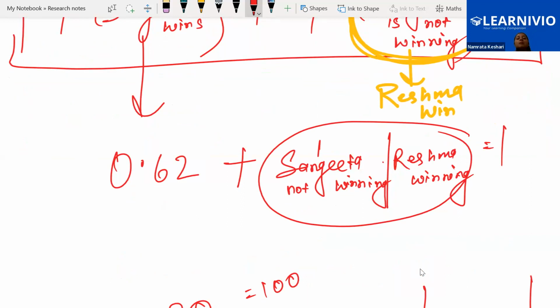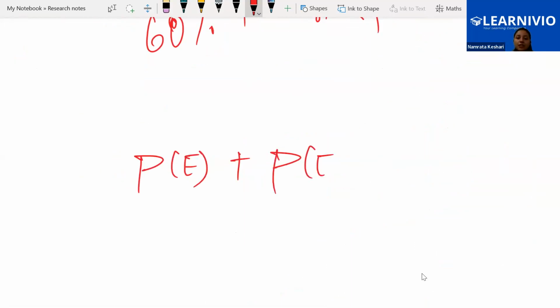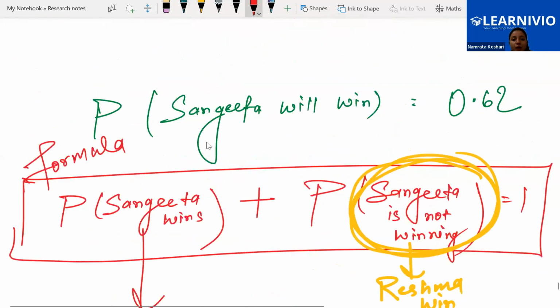We don't have to think about the favorable outcome. We don't have to think about the total outcome. Directly we are going to get the answer. From where? From the formula that probability of event A plus probability of not A is equal to 1. We know that. And we represent it like this: probability of event E plus probability of E bar, where E bar means not E, is always 1. With the help of this formula only we have found it.